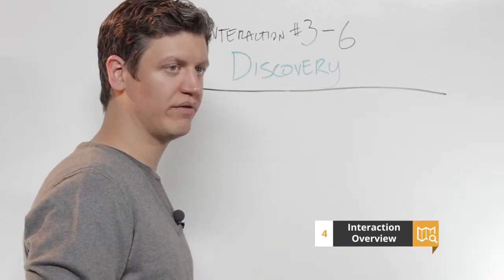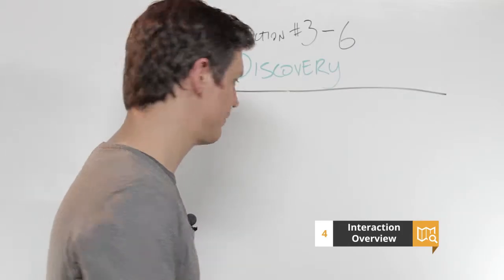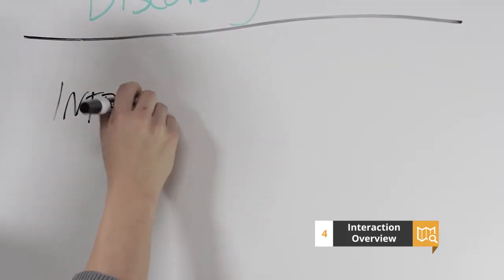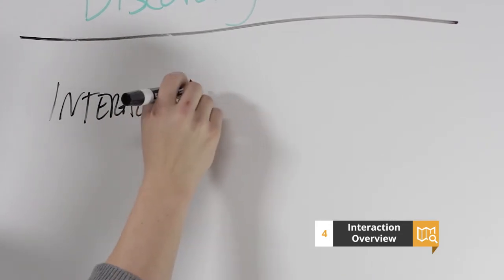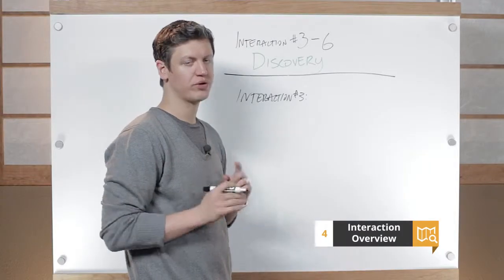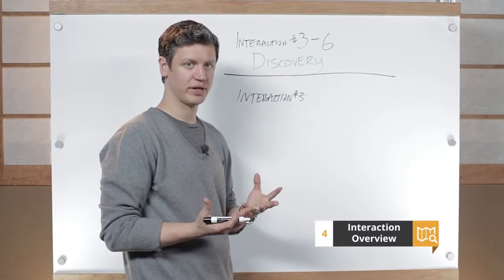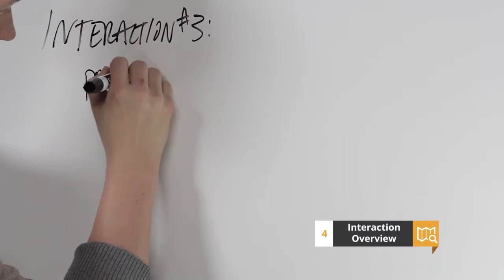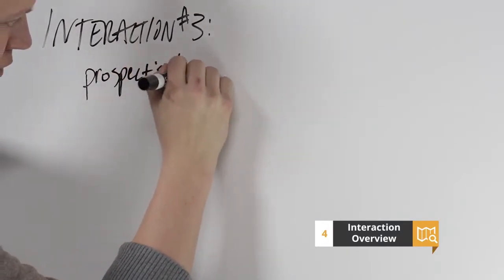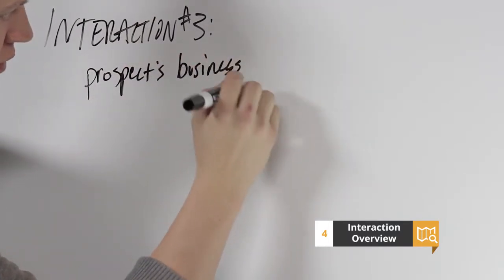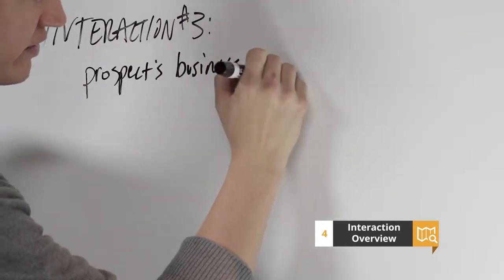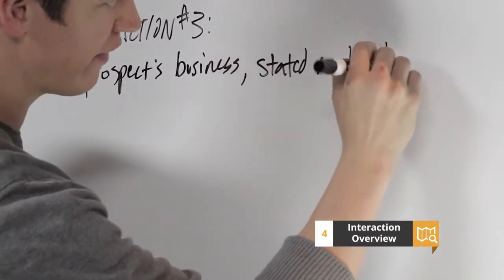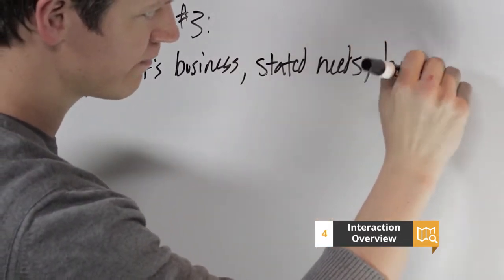So let's take a look real quick at what the 4 primary interactions are. In your 3rd interaction, which is your first discovery meeting, you're going to be covering the prospect's business, their stated needs, and their buying process.